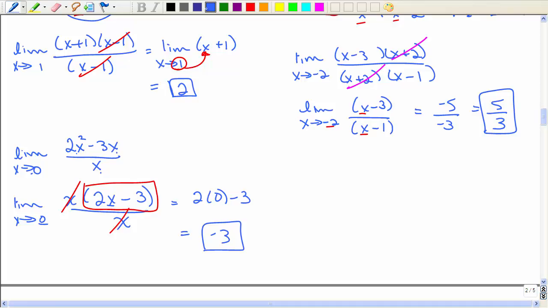Alright, so first of all, you just want to plug in the number for x, see what happens. If you get a number, an answer, go for it. If you get 0 over 0, think about, could I factor and reduce?